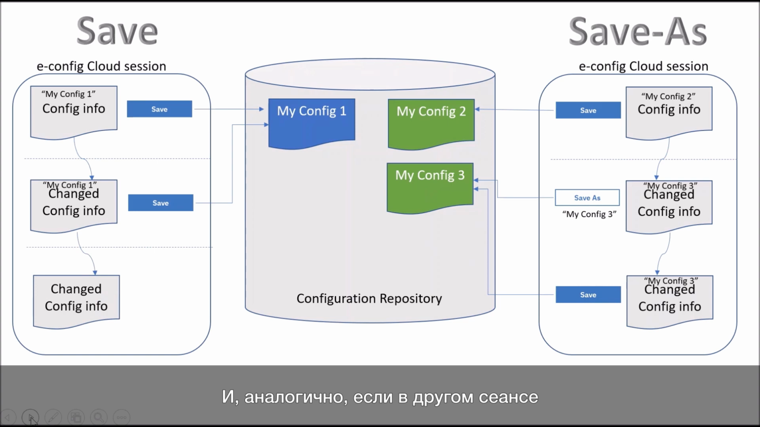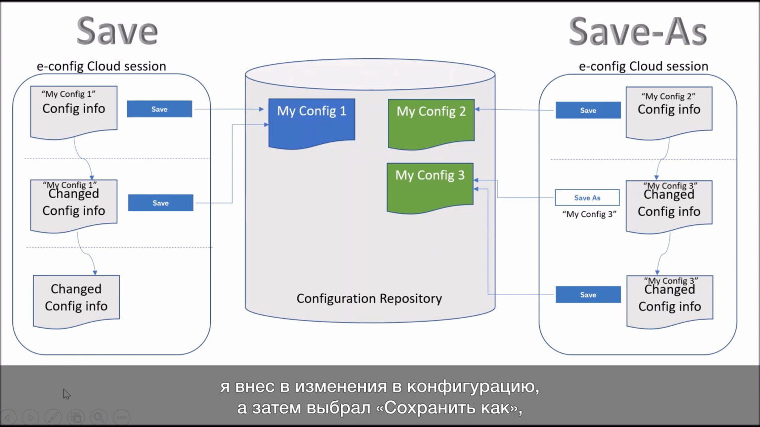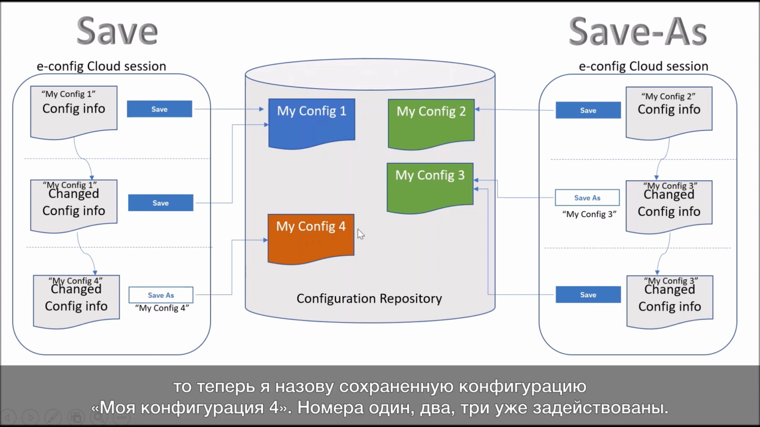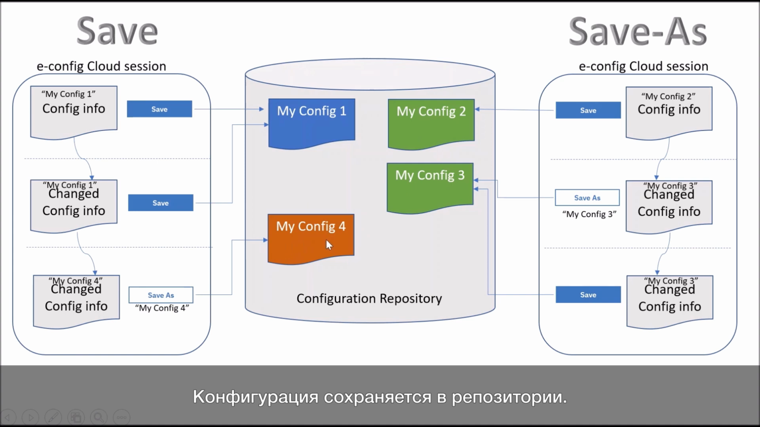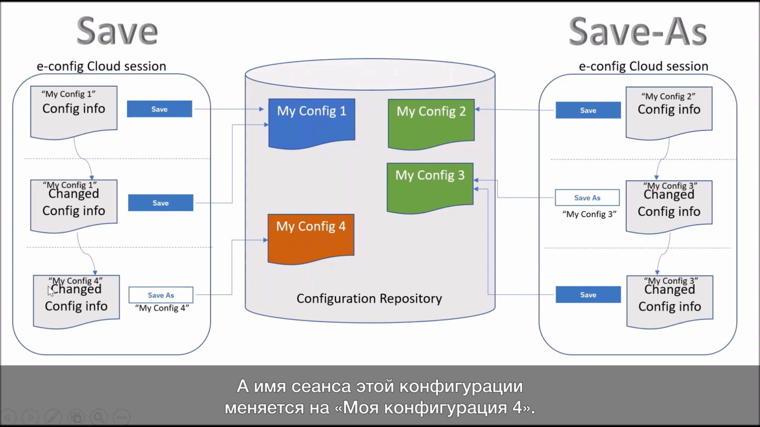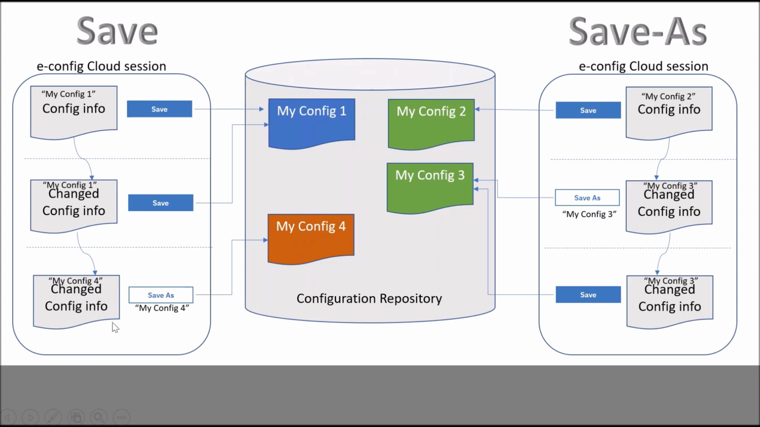Of course, in the same way, in my other session, if I made changes there and then I selected save as, I'm going to pick a name, myconfig4 now, since 1, 2, and 3 are used, and that will save it to the repository. And the configuration session name would change to myconfig4. Hopefully this helps clarify what happens and the differences between a save and a save as.